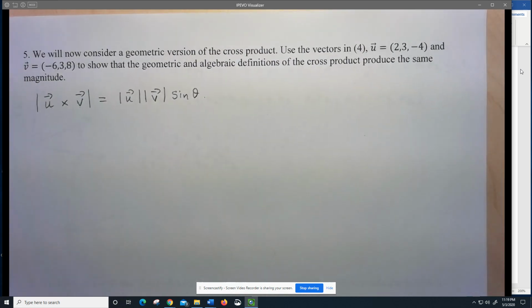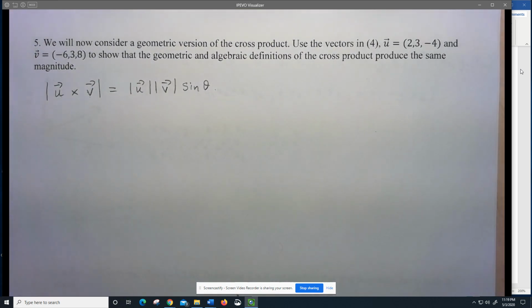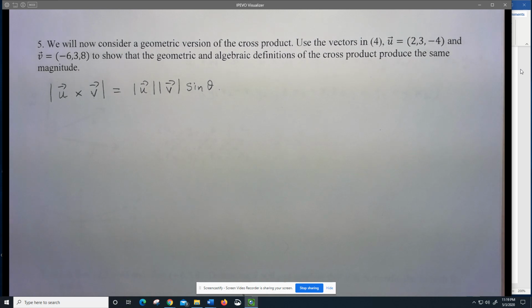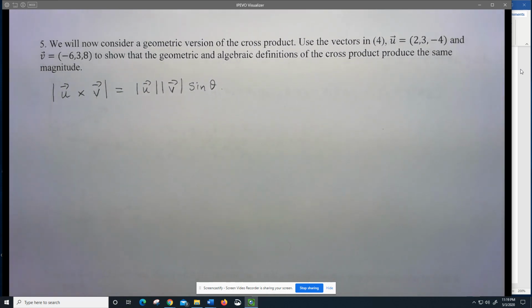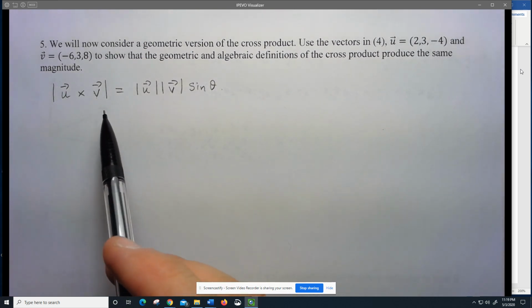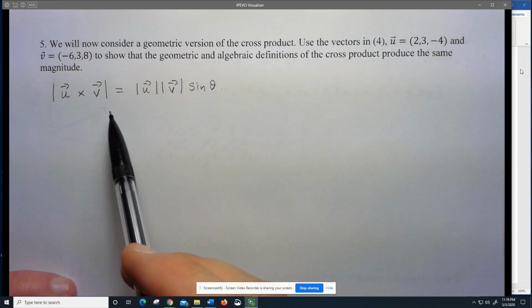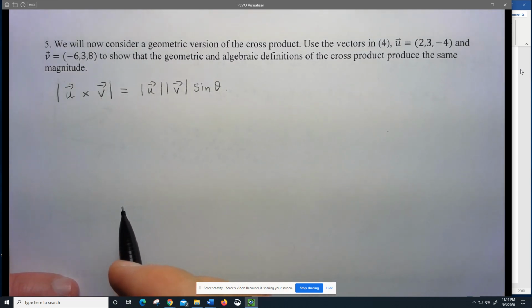So what we're going to do here is, again, we're not going to prove this. The proof is a little long. In fact, the book does a proof, but they skip some really tough steps, okay? So what we're going to do is just show that these two definitions give the same magnitude, okay? So we'll stick to the magnitude.